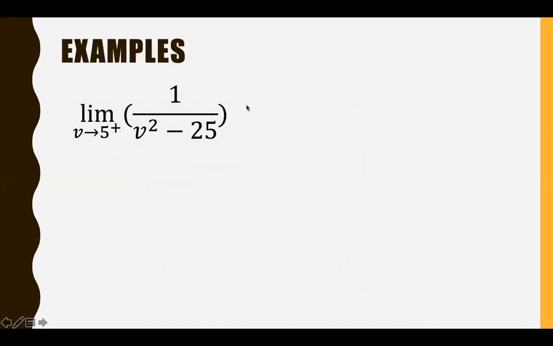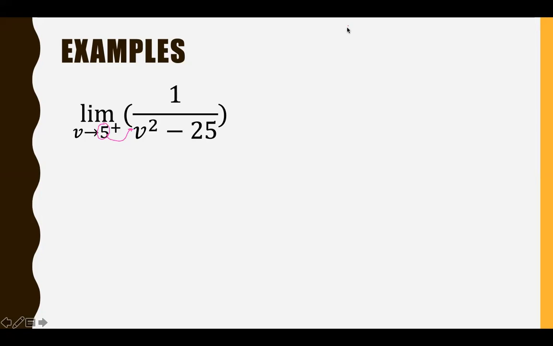The limit of 1 over v squared minus 25 as v approaches 5 from the right. As I've mentioned earlier, it does not always mean that our variable is approaching 0. It will be approaching the vertical asymptote, that value where your denominator will be equal to 0. Technically, as mentioned, the limit does not exist. It is just that we are using values to represent that specific answer.